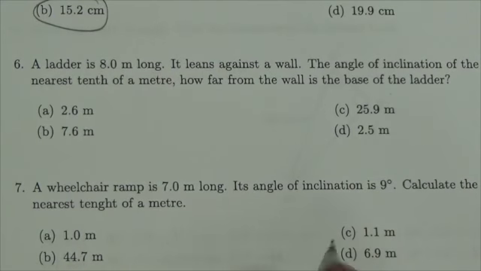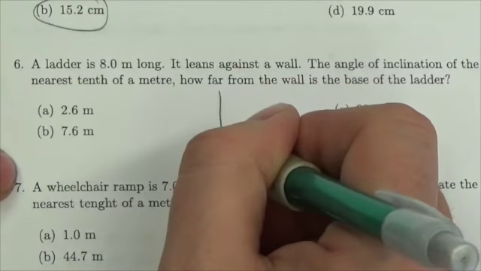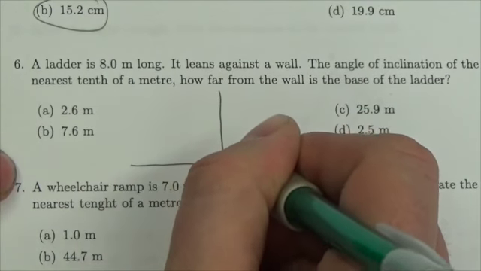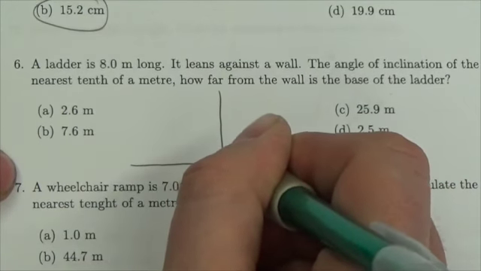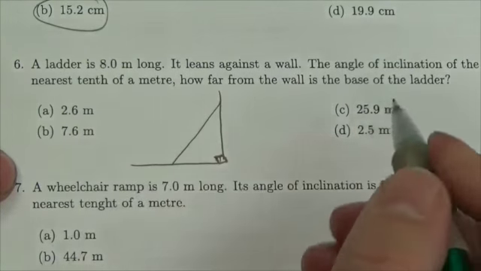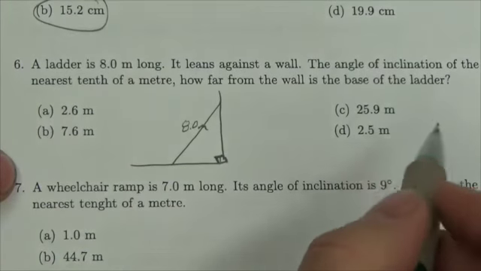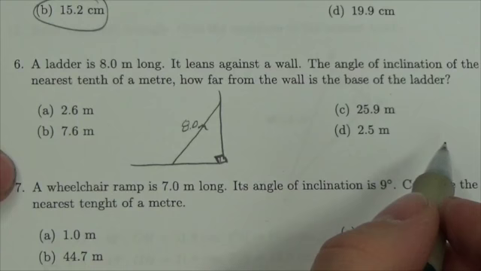Okay, well, a couple of things here. In order to understand this, we really have to draw this. So here's our wall, okay? Makes a 90 degree with the ground. You kind of have to assume that. Then we've got this ladder leaning against the wall. We know that the ladder is 8 meters long. Now, we're told that the angle of inclination of the ladder is 72 degrees.